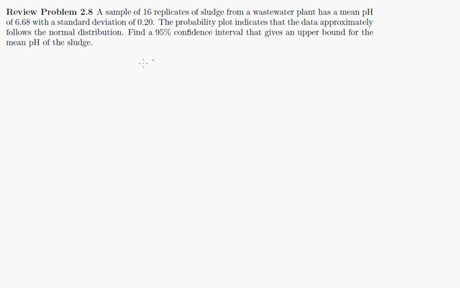Okay, so the form of the answer is going to be mu is less than, well, the average is 6.68, and I'm going to modify that average, 6.68, by a certain amount. So plus, well, the standard error is going to be equal to 0.2 divided by the square root of 16 because it's an average problem. And then the thing that's going to be left is going to be a certain value off the t-distribution. Now, what number is it?